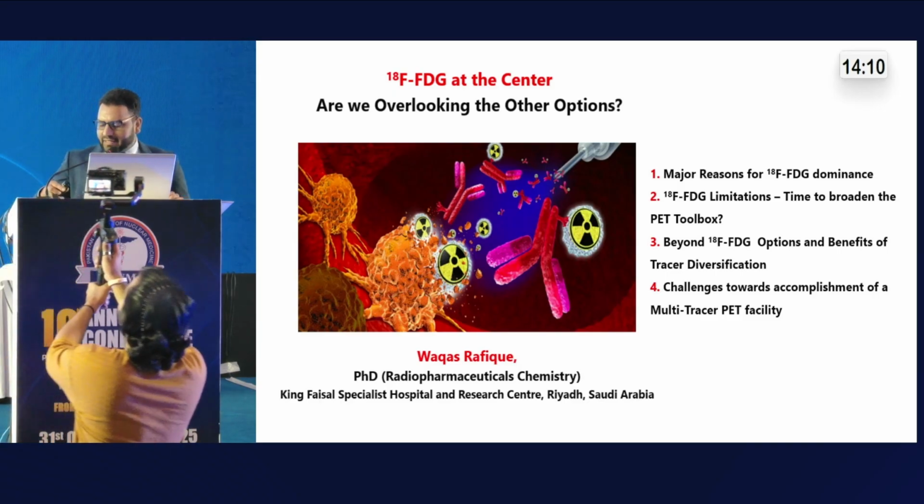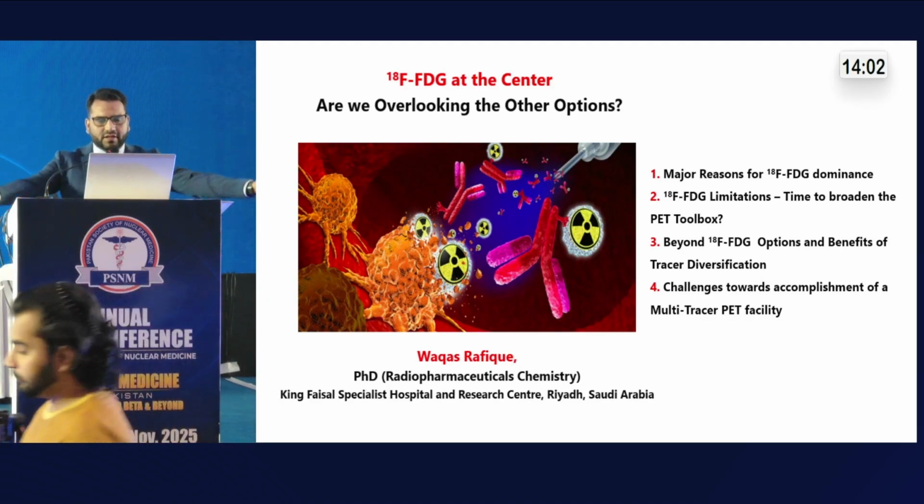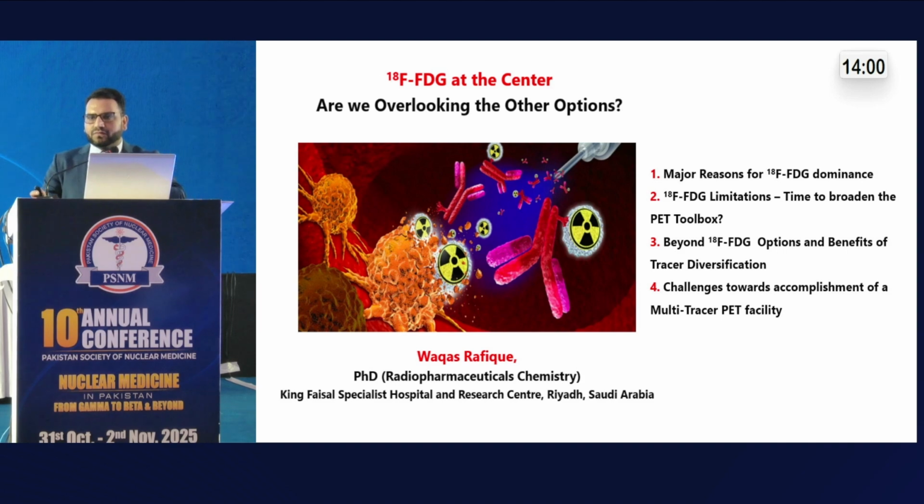So I think everybody in this room understands what FDG is. FDG is a fluorine-18 labeled glucose analog, where one of the hydroxyl groups of the glucose molecule is replaced with fluorine-18. FDG is the most versatile radiotracer used in PET imaging. In fact, I would say PET imaging is actually dependent on FDG. If there was no FDG, PET would not be as explored as we see today.